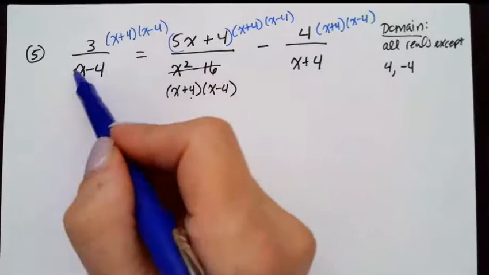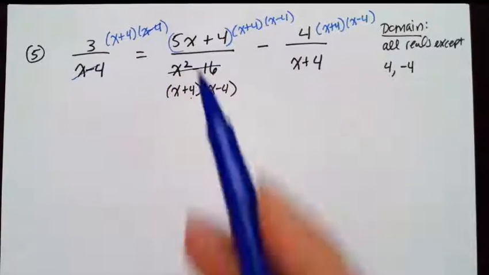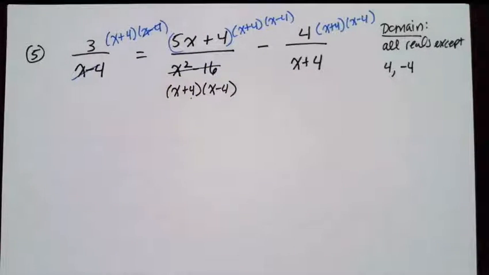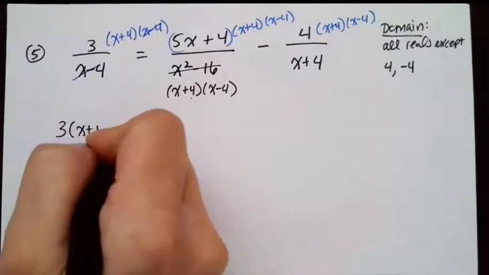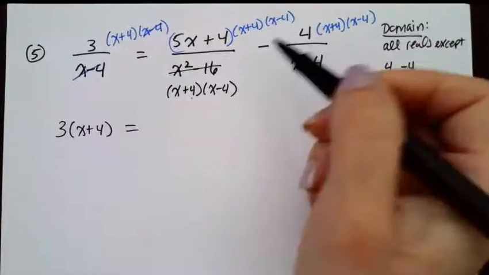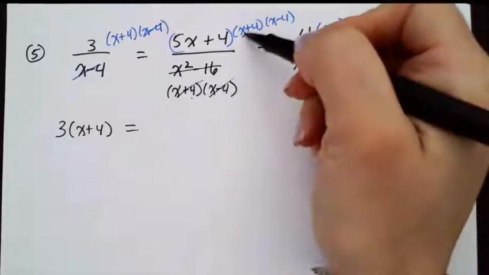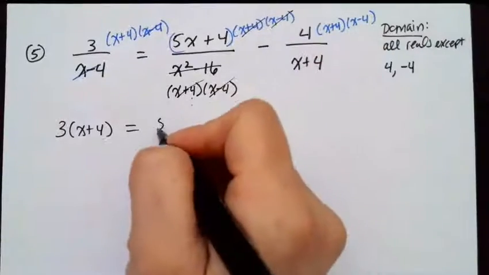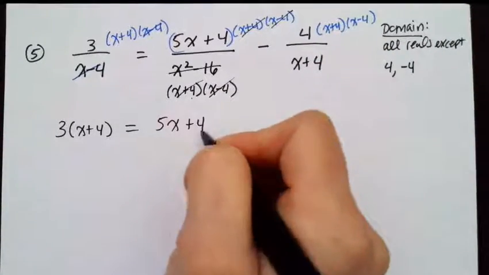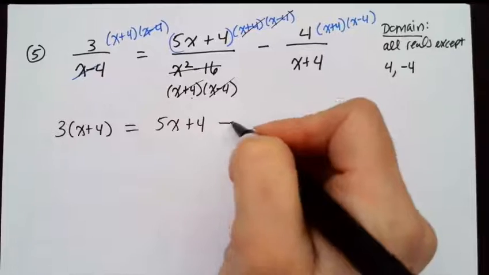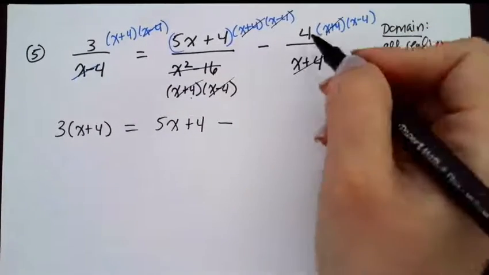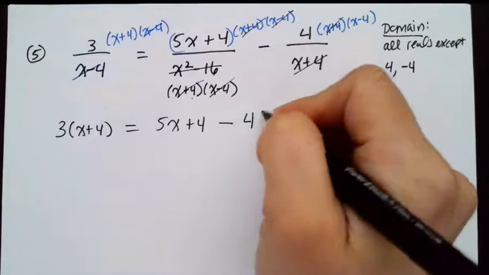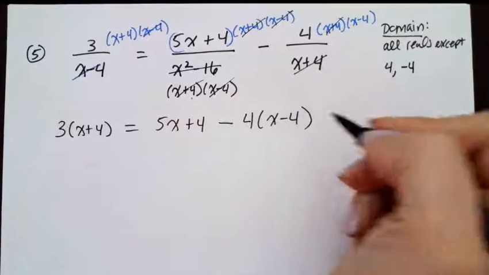So this x minus 4 cancels out with the 1 that we have here. That means we are left with just a 3 times x plus 4 equals. So both of these denominators are going to cancel out. So I'm just left with that 5 times x plus 4. Here I have a minus sign. I have to be careful with that. The x plus 4's cancel. I have 4 times x minus 4.